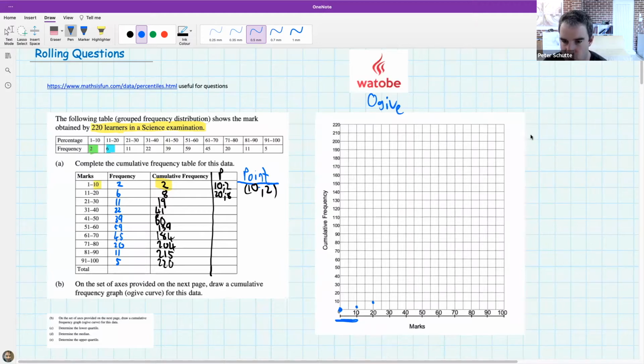When you are done drawing your ogive, just put ogive done in the chat, and then I know you're done. I'm going to finish my table and then go through the plotting as we go.